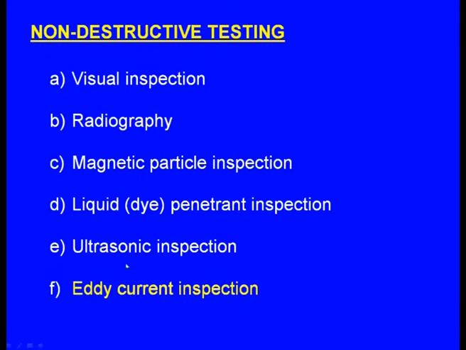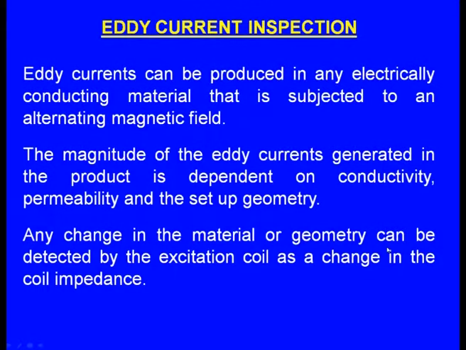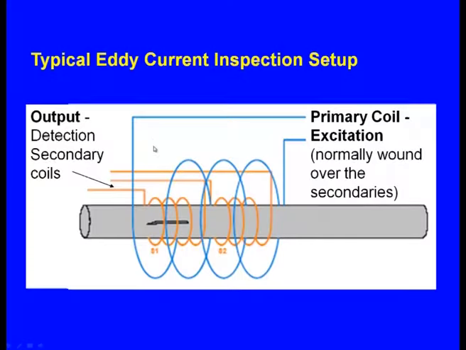So, now let us come to the last one, that is the eddy current inspection. Eddy currents can be produced in any electrically conducting material that is subjected to an alternating magnetic field. The magnitude of the eddy currents generated in the product is dependent on conductivity, permeability and the setup geometry. Any change in the material or geometry can be detected by the excitation coil as a change in the coil impedance. Now, here we can see the principle of the generation of the eddy current.